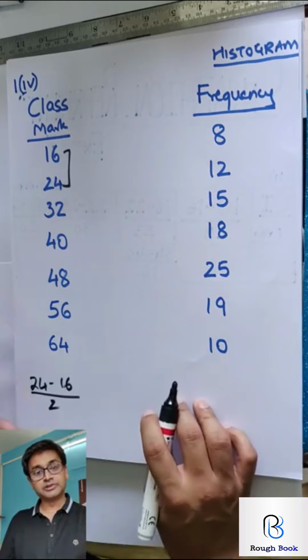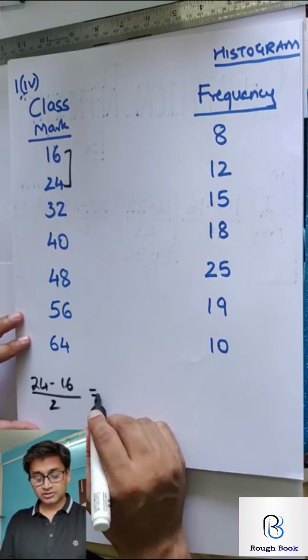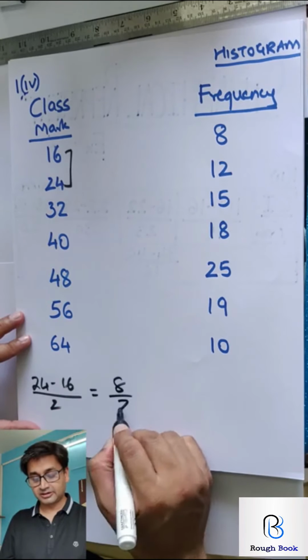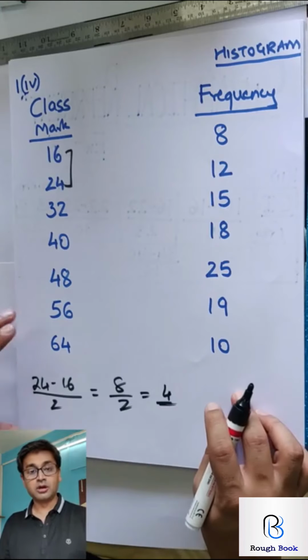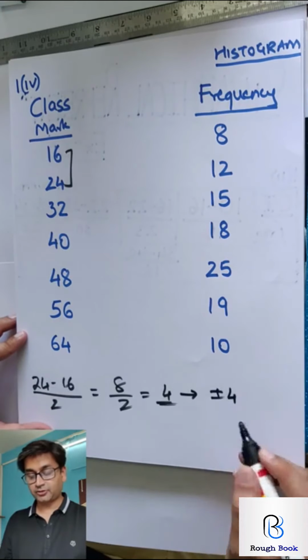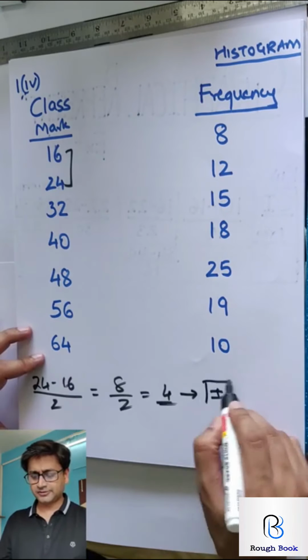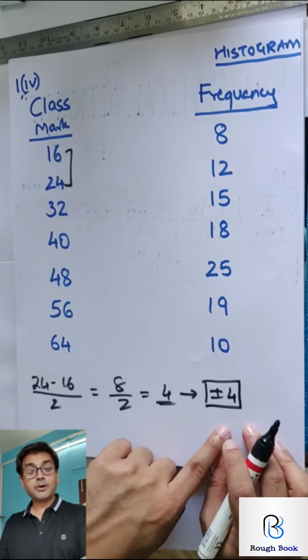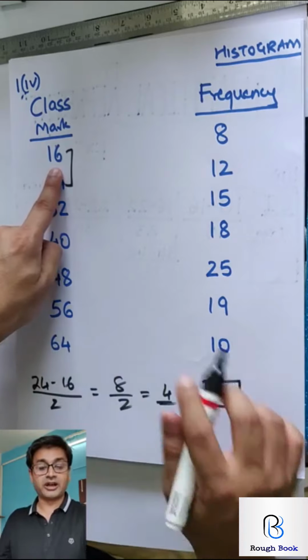and divide by 2. That's the simplest formula. So 24 minus 16, 8 divided by 2, so you get 4. Plus 4 minus 4. So this you should convert as plus 4 minus 4. What do I mean by plus 4 minus 4? Plus 4 minus 4 to the class mark of that class.